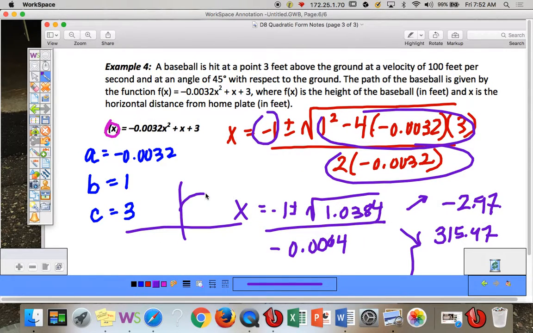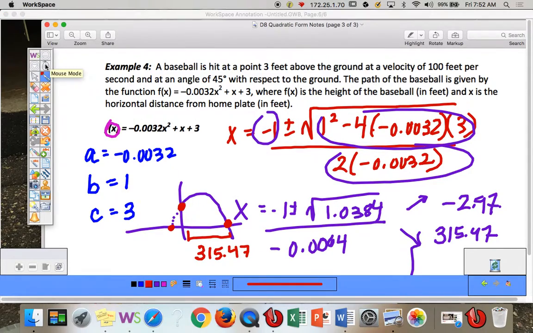again, we hit the ball, it goes up and it goes down, and the reason why one answer is negative is you hit from a height, not at 0. So here's the starting value where you hit it. It goes up and then it goes down, and where it lands right here is 315.47 feet away from home plate.